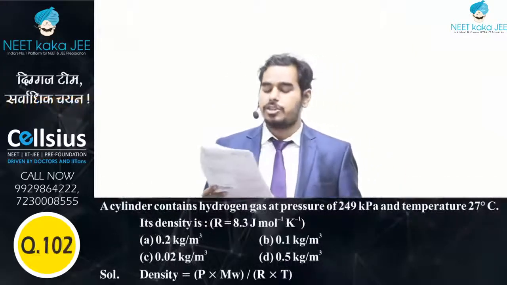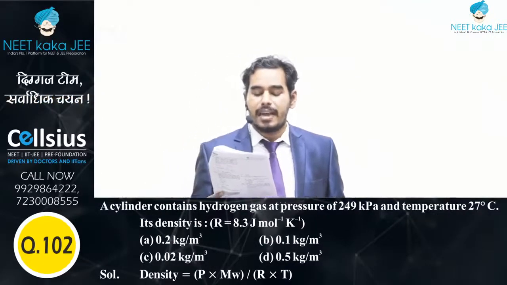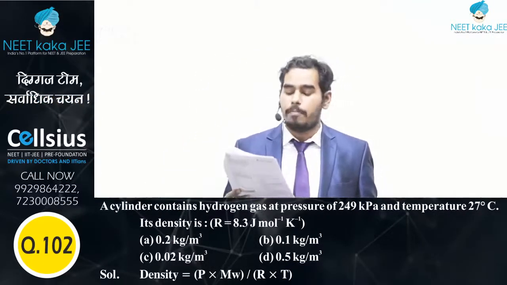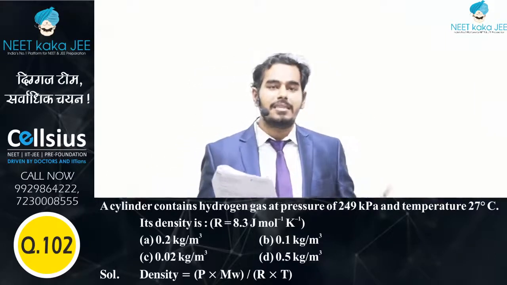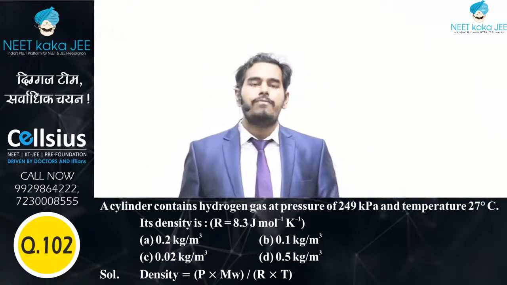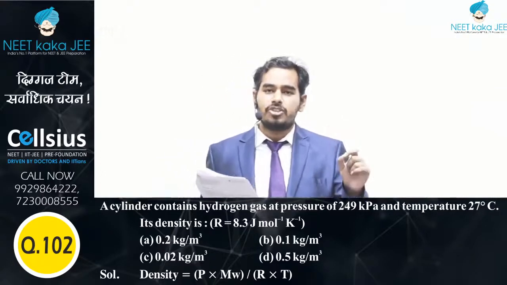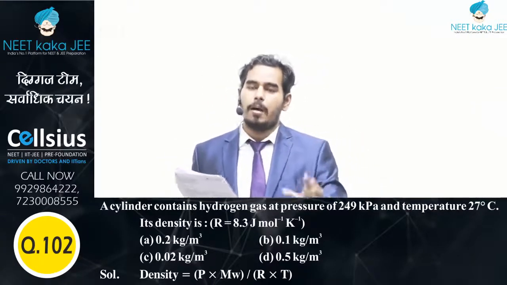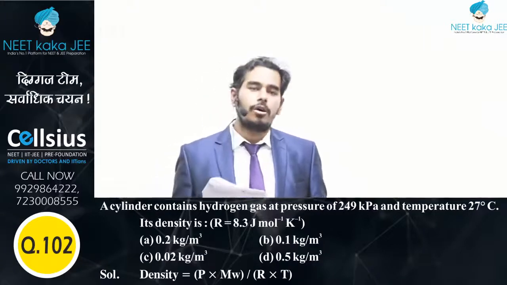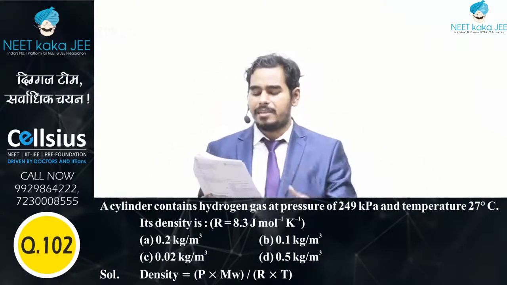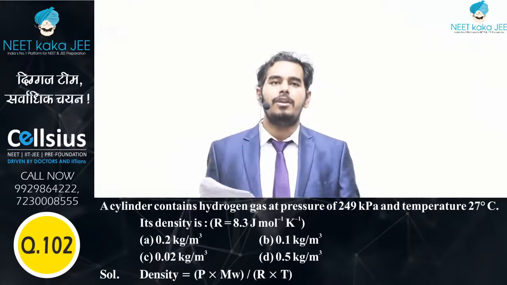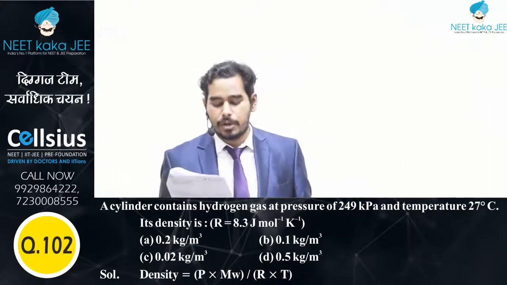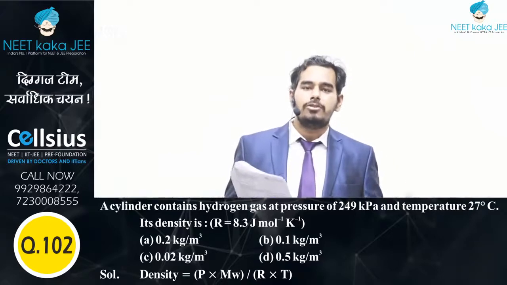Now, the next question is, a cylinder contains hydrogen gas at a pressure of 249 kilopascals and temperature of 27 degrees Celsius. What is its density? So you already know the formula for density. It is pressure into molecular mass upon universal gas constant into temperature. Just utilize this formula and you're going to get your answer as A. Okay, just put the value and get the result. It is as simple as this. Okay. So now let us move into the next question.